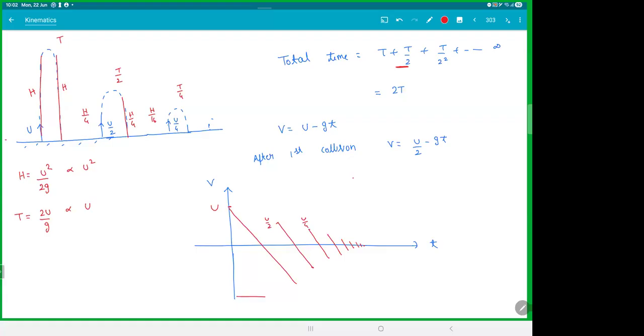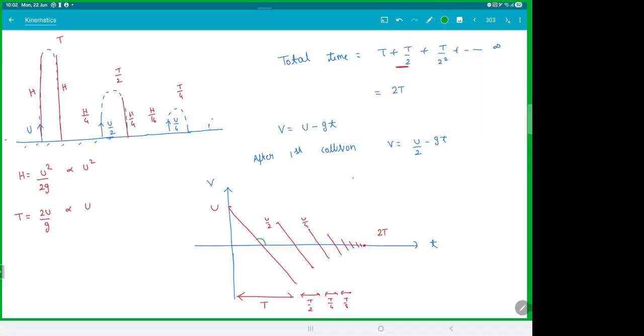There. So this would be T, this would be T by 2, this would be T by 4, this would be T by 8 and so on. The graph cannot cross 2T. You cannot go till infinity. There are infinite collisions, but the total time is finite.